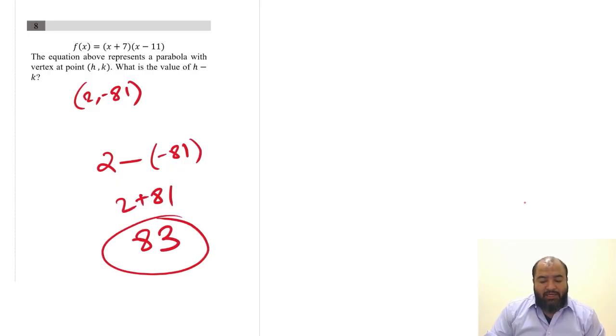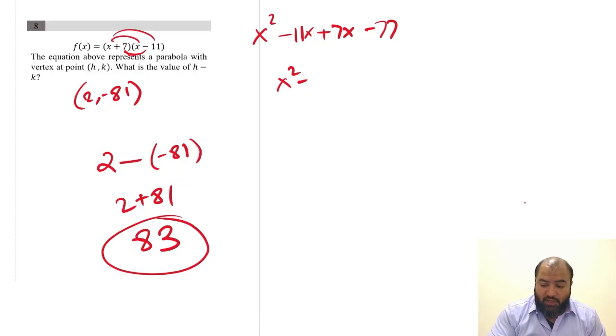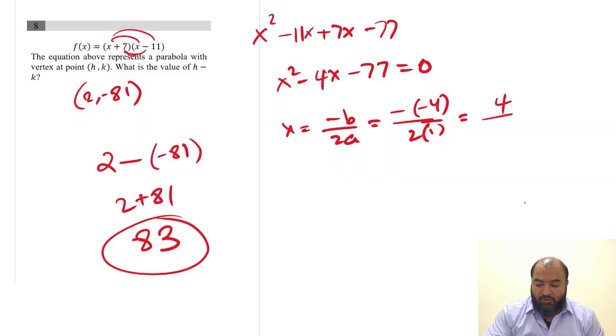You can also find it by expanding it. I'm just going to show it to you for knowledge purposes. So x squared minus 11x plus 7x minus 77, which is x squared minus 4x minus 77 equals 0, right? Here, if you want to find h, you do x equal to negative b over 2a and then plug it in. It's a lot of work, which we're not going to do. So 4 over 2, you see 2. You get the same thing.